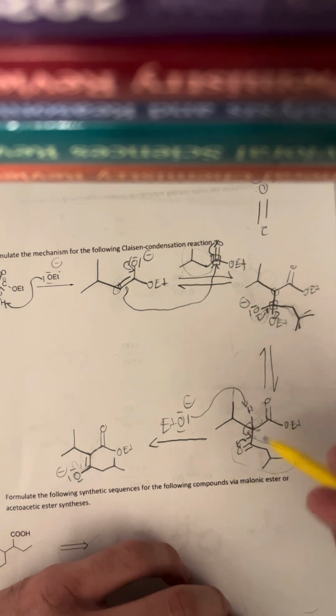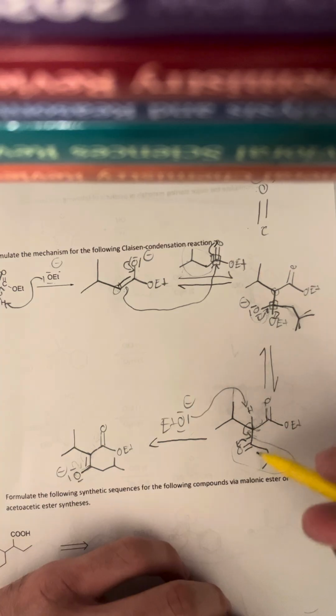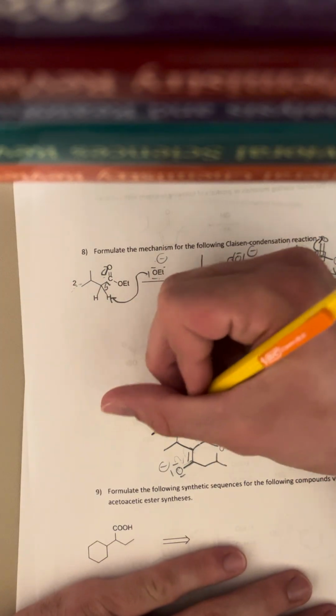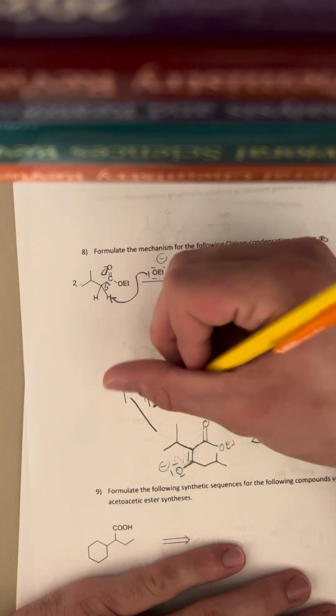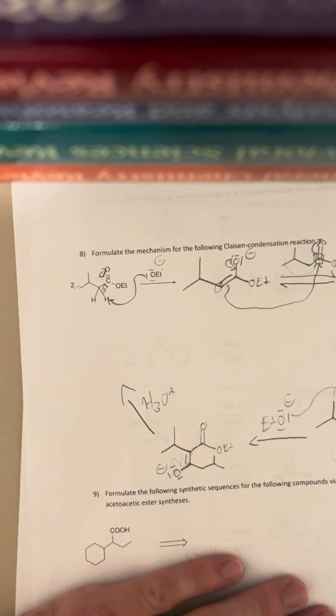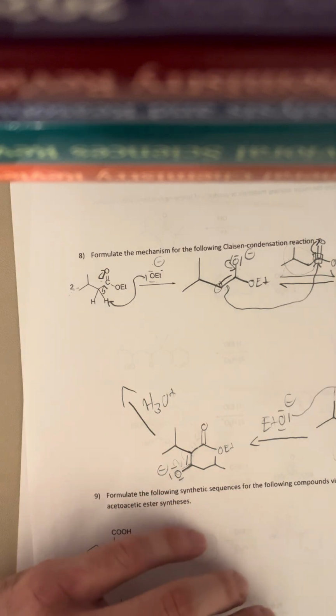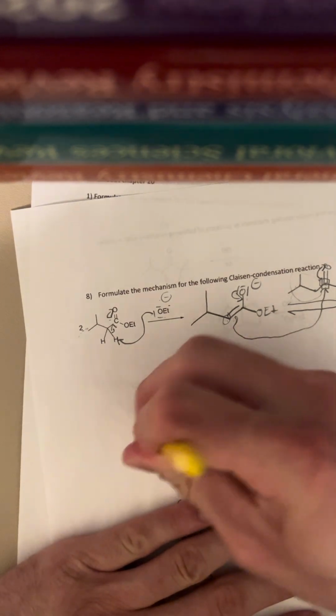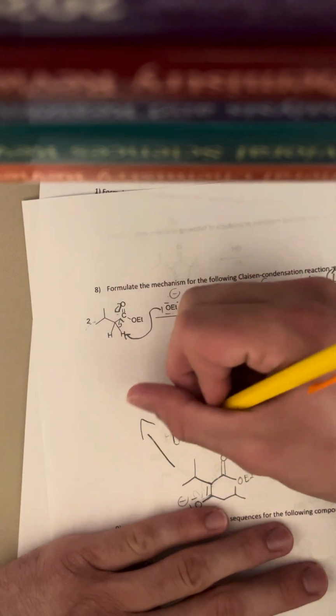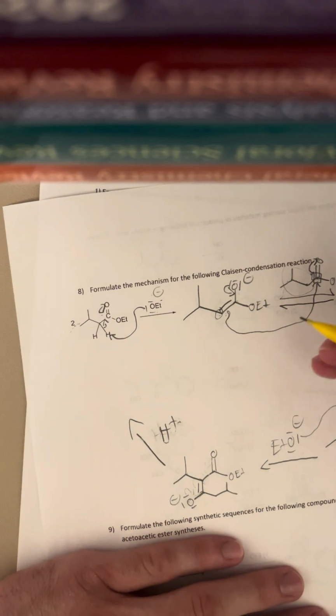But this is what we want. We want this beta keto ester as our product. So what we have to do is do a protic workup. So we can react then with an acid, H3O plus. I should say, let's draw the mechanism. Let's say H plus, right? And basically what happens is this.